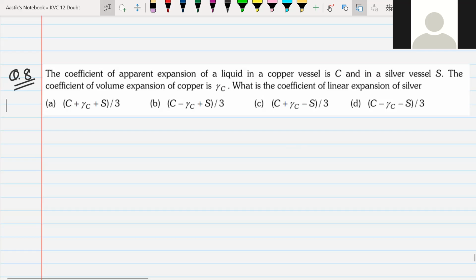Sir, option C, sir. Okay, let me see. Everyone has done this fast. C equals gamma L minus gamma. Which one? Give me the answer first. Option C, sir. Everyone is getting the same answer?